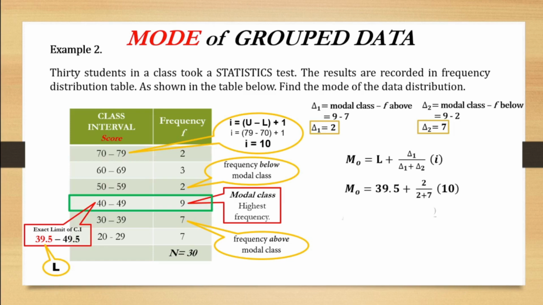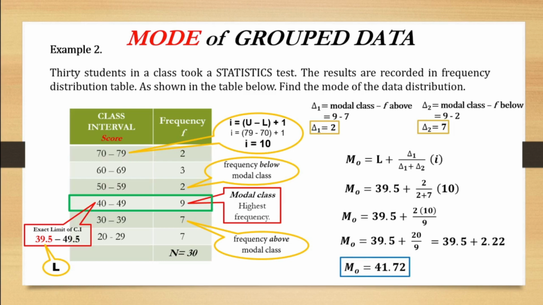As we are going to simplify, 39.5 plus 2 times 10 divided by 9. So simplifying further, we have 39.5 plus 20 divided by 9 is equal to 39.5 plus 2.22. Then we can say our mode is 41.72.